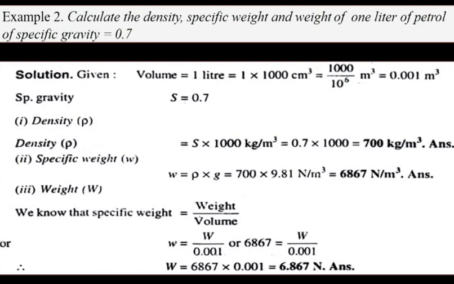Okay, so what is the given volume? So volume is 1 liter, that is 1 by 1000 meter cube, or you can write it like this also.